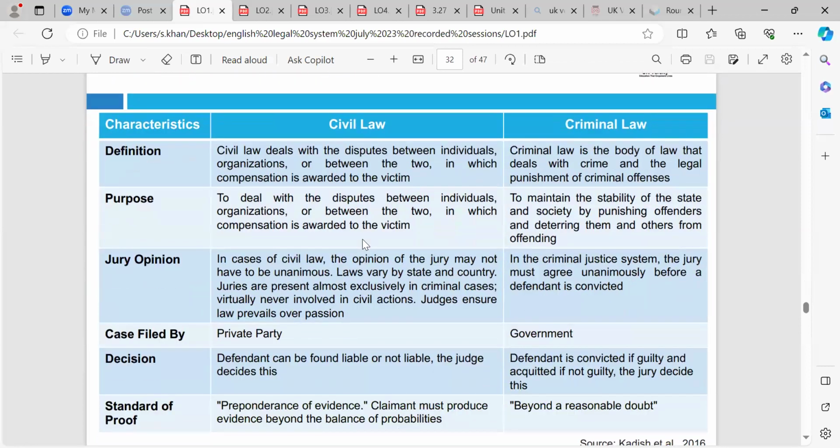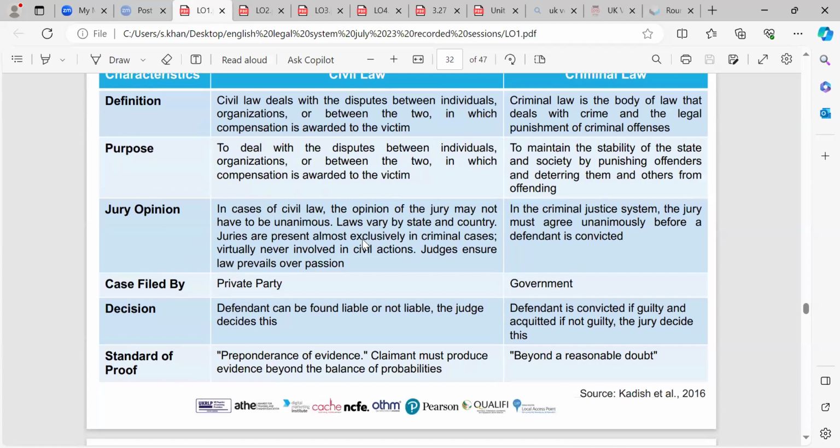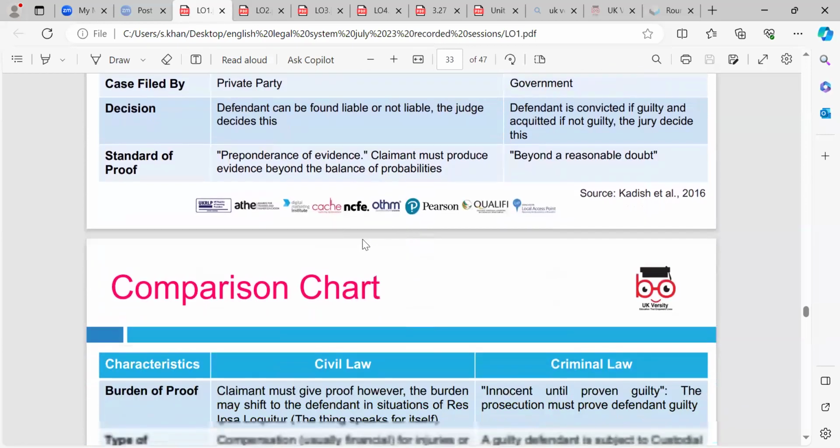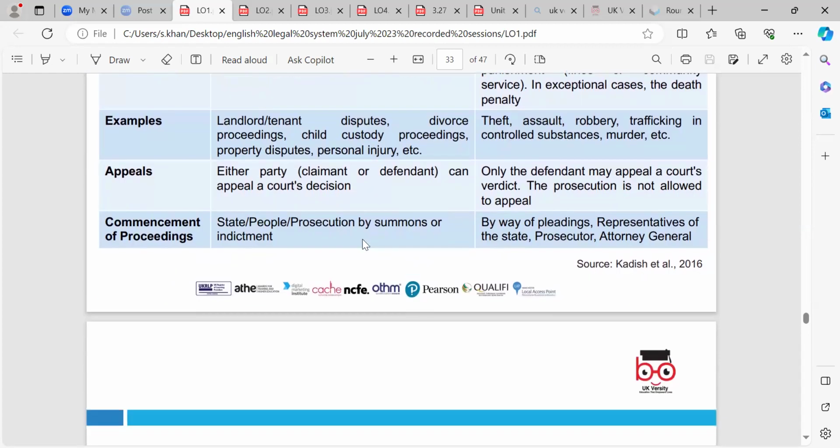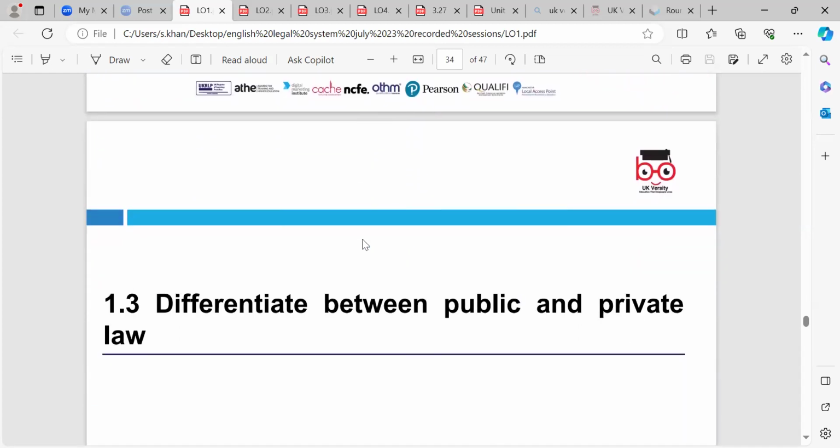We had a comparison chart between civil law and criminal law, and looked at the comparison, the purpose, the jury opinion, who the case can be filed by, the decision and the standard of proof, the burden of proof, the type of punishment given. Examples for civil cases could be disputes between landlord and tenant, divorce proceedings, whereas in criminal law it could be robbery, trafficking, murder, the appeals and the commencement of the proceedings.